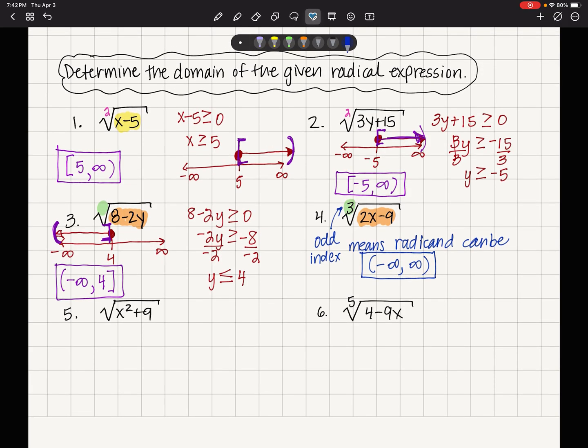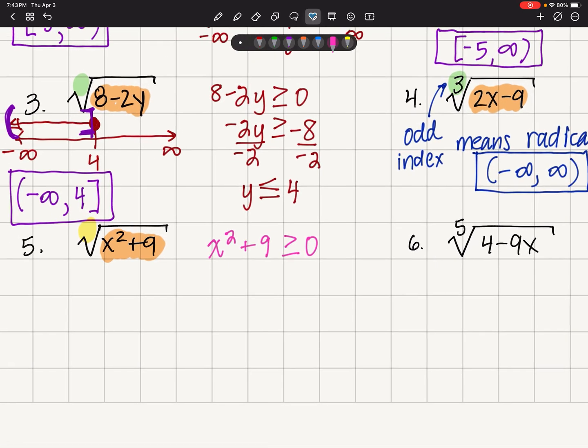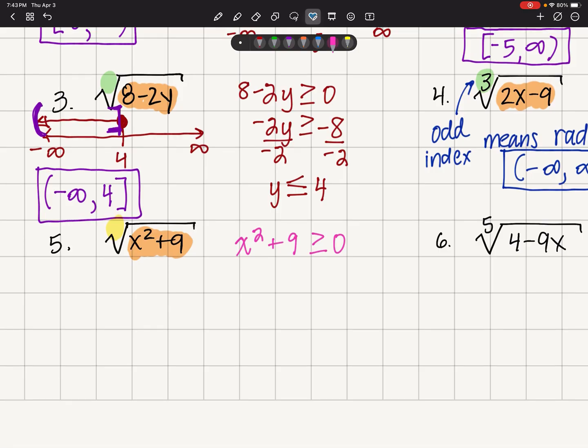Number 5 is another example where we're going to have something interesting happening. X squared plus 9, and again, this time I've got an even index. So I'm going to write this down. I'm going to start using some different colors here. X squared plus 9 is greater than or equal to 0. So let's think about this. Subtract 9 from both sides. X squared is greater than or equal to negative 9.